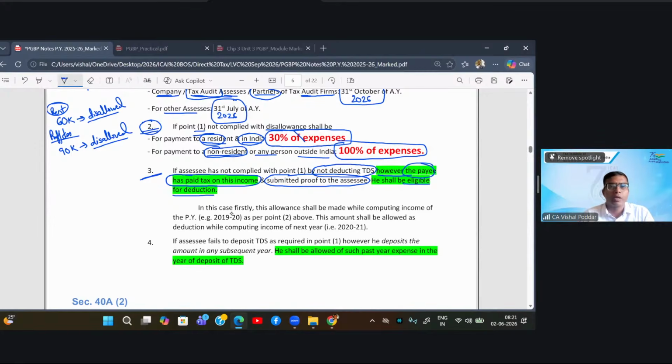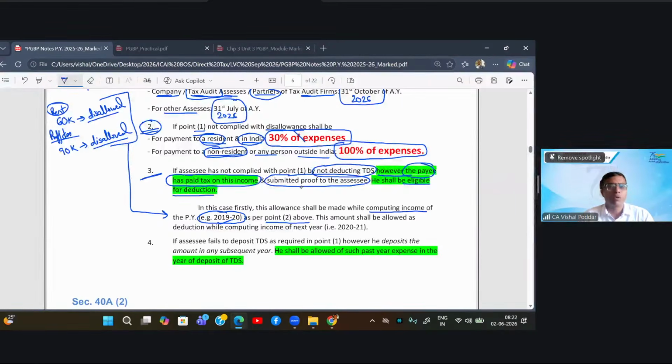Now, how will this happen? Let us say we are talking of financial year 19-20. You failed to deduct my TDS. So firstly, as per point number 2, when you are computing your income of that financial year, obviously you have to disallow. So this disallowance you did in 19-20. Later on, you contacted me. You asked me, sir, I made you payment. Have you paid the tax? I said, yes, I have paid all taxes. Then you request, sir, can you give me the proof? I said, okay, I'll give you my written copies.